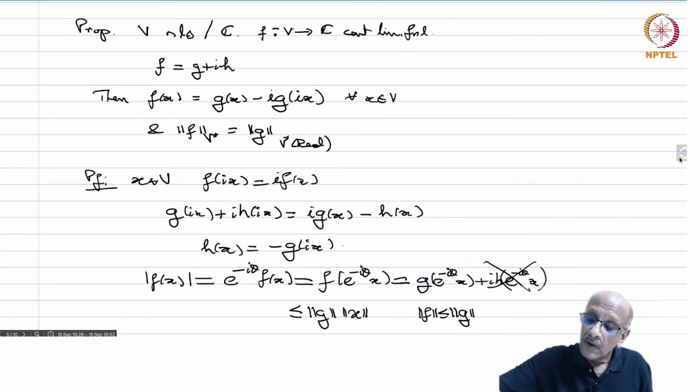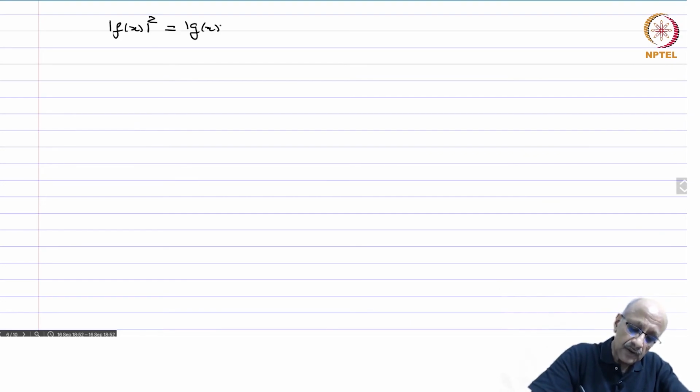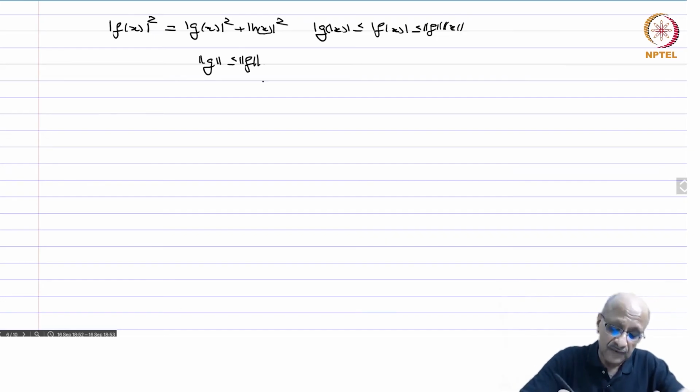Okay. Now on the other hand, mod f x square equals mod g x square plus mod h x square. Therefore mod g x is less than or equal to mod f x, which is less than or equal to norm f times norm x, and therefore norm g is less than or equal to norm f. I am not writing the subscripts of the norms, it is clear from the context what I am talking about. Therefore you have that norm g equals norm f, and the theorem is proved.